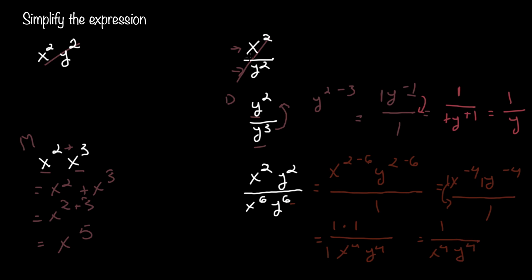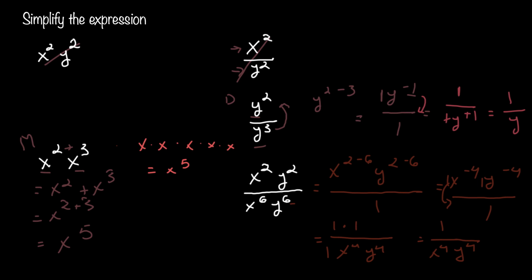And the way we can check it, at least for multiplication in a sense, and also for division, is by rewriting this in terms like this. So x squared is basically saying x times x, right? And x cubed is saying x times x times x. So there's 5 x's, hence why the final answer is x to the 5th. So that's why we add exponents in multiplication.